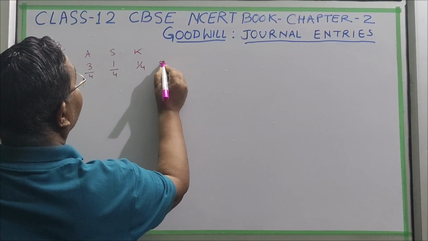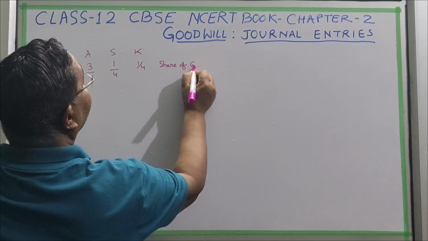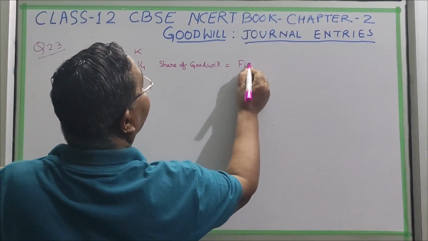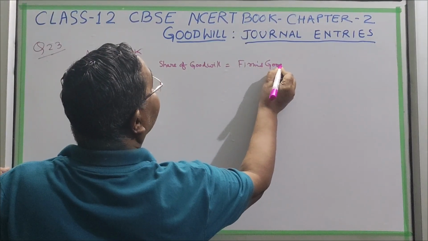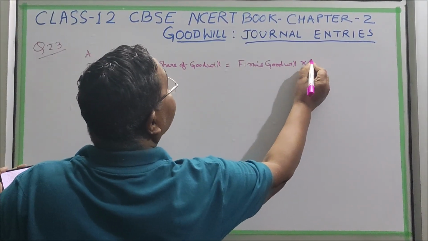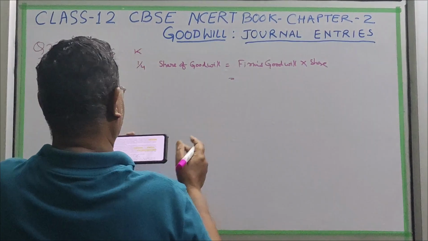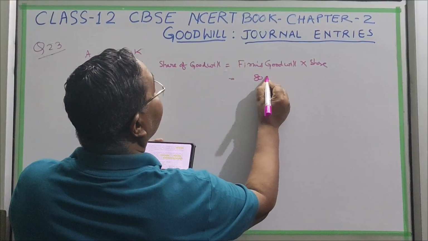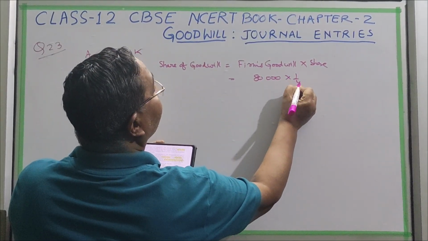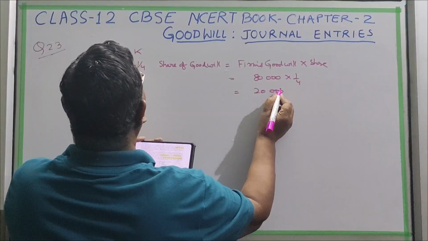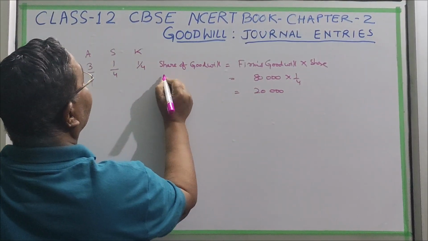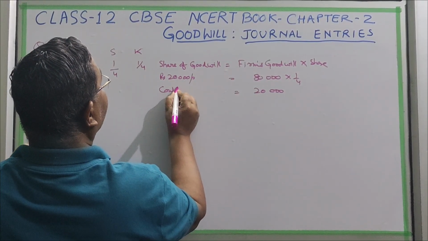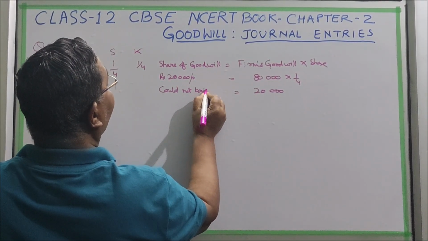So his share of goodwill will be equal to the firm's goodwill into his share. The goodwill of the firm is 80,000. So he will give 1/4, meaning 20,000, which he could not bring. This share of goodwill, rupees 20,000, he could not bring.